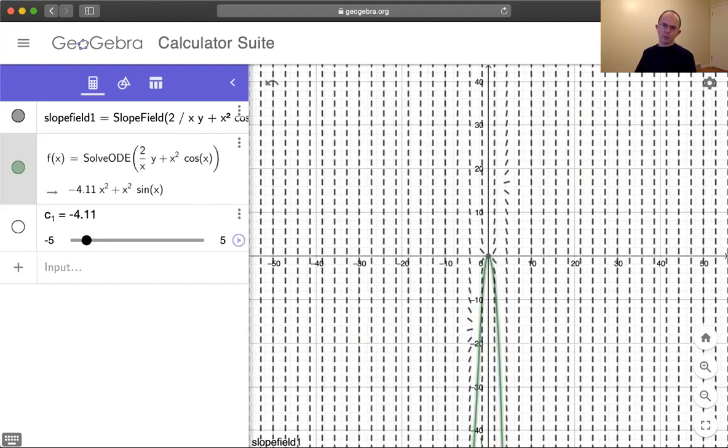Okay, so Geogebra was able to solve this equation as well. So Geogebra is doing a pretty good job for us so far. It looks like Geogebra can handle linear first order equations pretty well. So do experiment with it yourself and see if Geogebra does a good job for you on these types of equations.